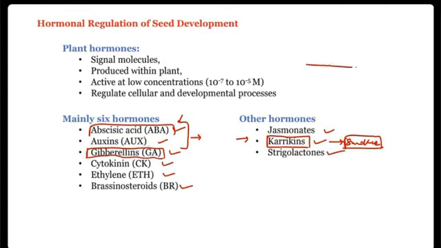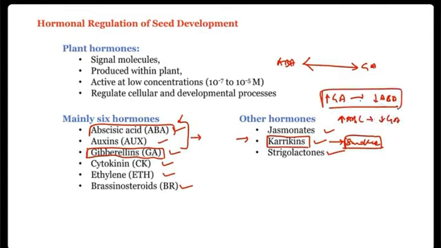These are simply opposite in their concentration and opposite in their function. If GA content is high, then ABA content will be low. If ABA content is high, then GA content will be low. So in the first case, if GA content is high and ABA content is low, germination occurs. And in the second case, if the ABA content is high, the germination is hampered or inhibited.